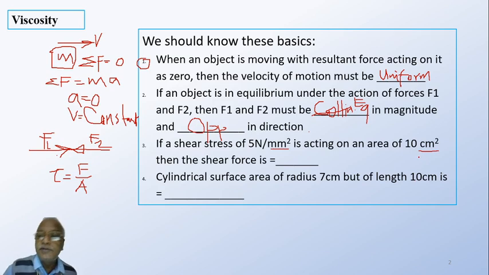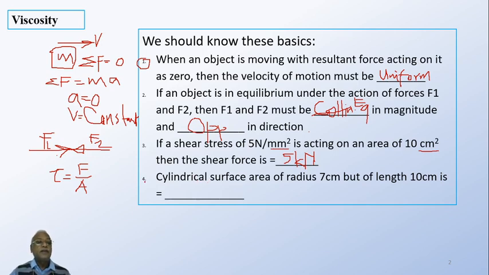So 1000 millimeter square multiplied by 5 newtons per millimeter square. The millimeter square cancels off with this millimeter square. You will be left with 5 into 1000, that is 5000 newtons. So 5000 newtons can be written as 5 kilonewtons, and that would be the answer. You can write 5000 newtons as well, but it is better to use a smaller number.